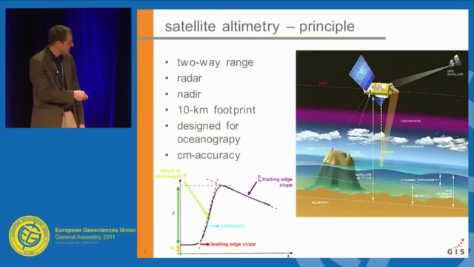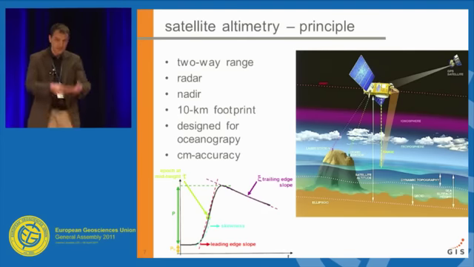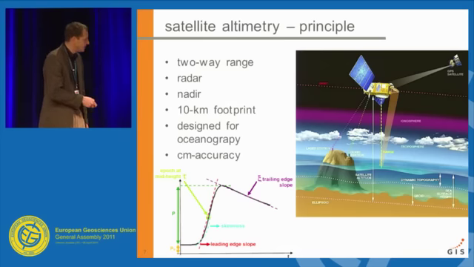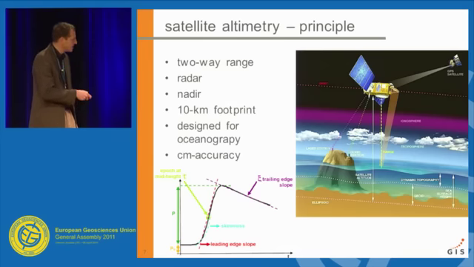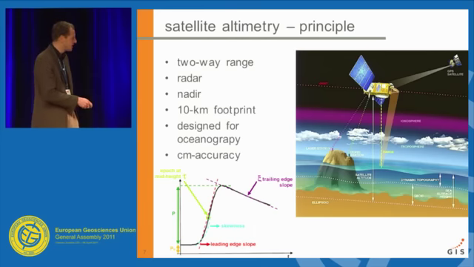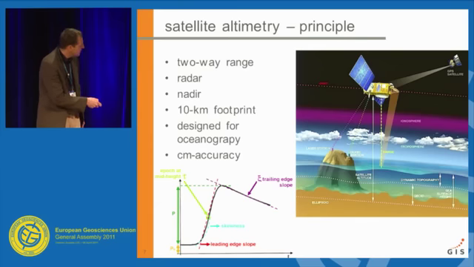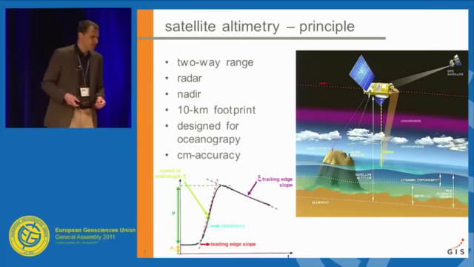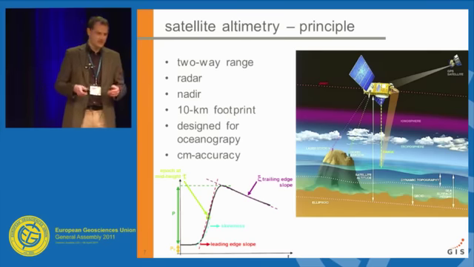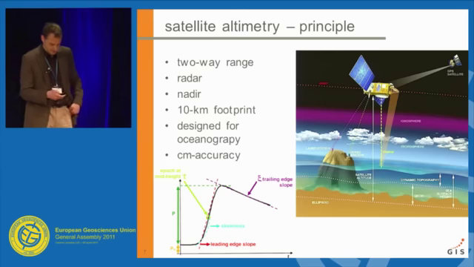Only on the ocean do you get this type of accuracy, centimeter accuracy. So you send out a pulse from the satellite, you receive it back, and the pulse, the waveform, looks a little bit like this in an ideal case. First of all, you can find out when the pulse comes back, so that is this point here. But you can also determine, from the slope of the trailing edge or the slope of the leading edge, the roughness of the sea and things like that. So not only the height, but also the sea state.